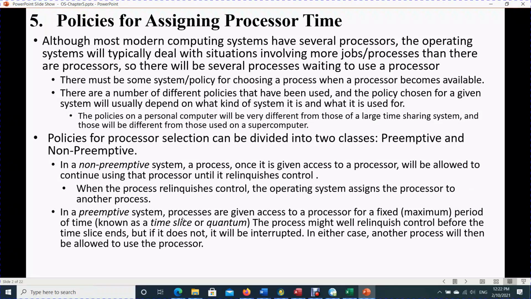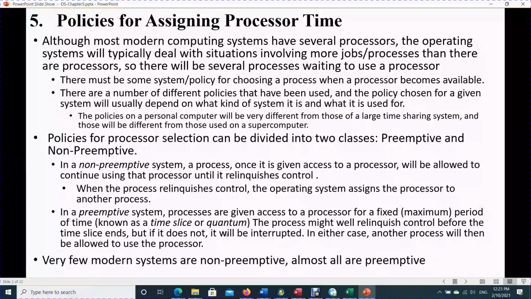In a preemptive system, processes are given access for a maximum period of time, a time slice or a quantum. A process might relinquish control before that time slice ends, but if it doesn't, it's going to be interrupted, and another process then gets to use the processor. Very few modern systems are non-preemptive. Almost all of them are preemptive.